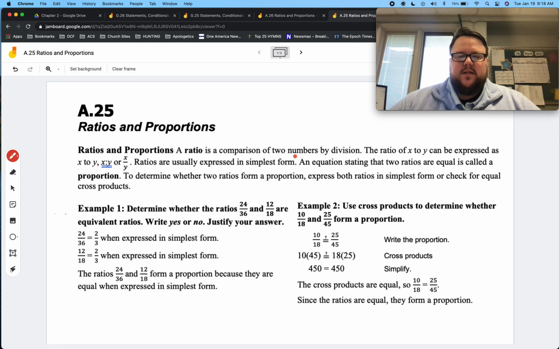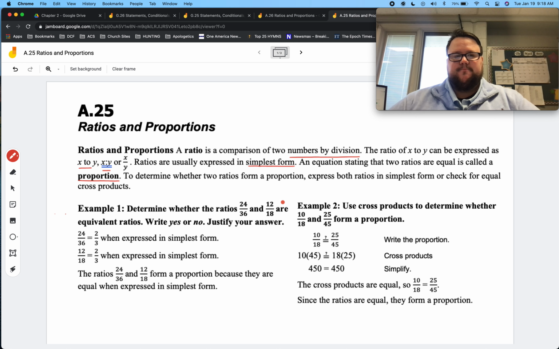A ratio is a comparison of two numbers by division. The ratio of x to y can be expressed as x to y, x colon y, or x divided by y. These are the different ways, and we would read these x to y, x over y. Ratios are usually expressed in simplest form, reduced fractions, usually. An equation stating that two ratios are equal is called a proportion. All right?